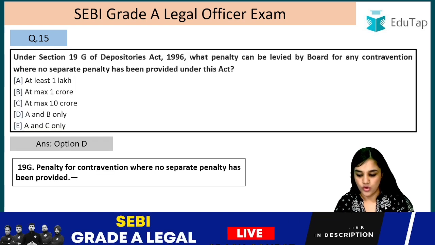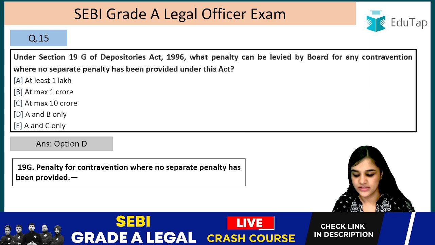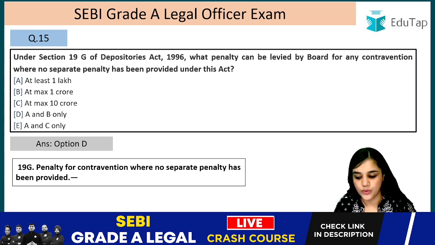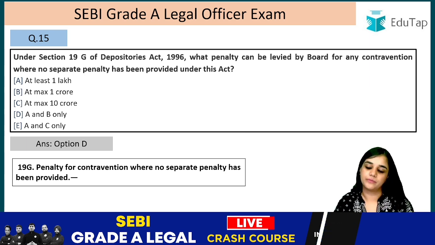So the answer was option D. Option D was A and B only, that is at least 1 lakh and maximum 1 crore.